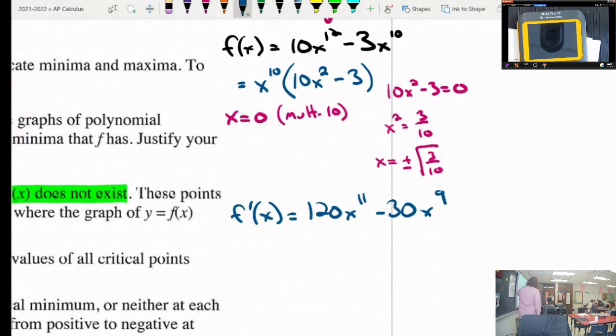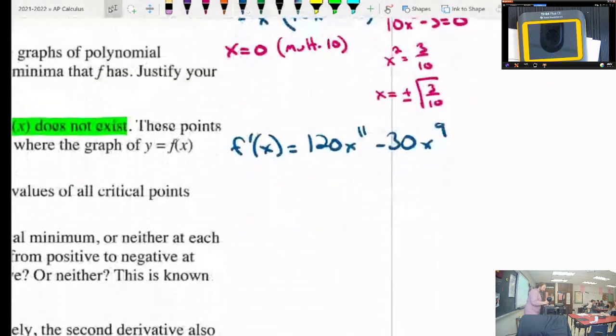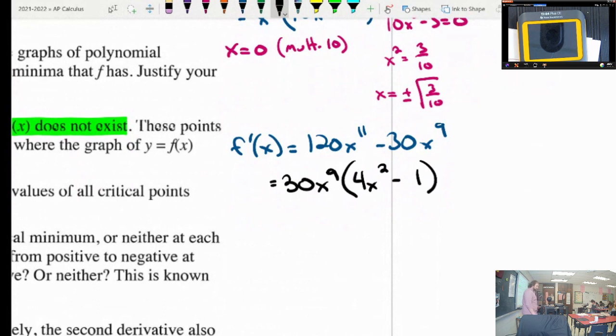Just like we did with the original function, we're going to factor it, we're going to set it equal to 0, and we're going to find where those critical values are. So let's go for it. As far as factoring this thing goes, I would pull out 30 and x to the 9th. Those seem to be the common factors. Of course, if you multiplied by 4x squared, you would get the 120x to the 11th. And minus 1 for the second part, because that's just what it is, minus 1.